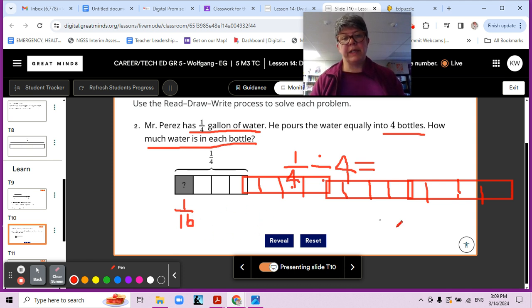Okay, so make sure you write that down in your book. 1/16 of a gallon is how much each one represents. And does it make sense that it's smaller than the number that we're dividing by? Yes, that's fine. And because we're just taking a small piece of it. All right, excellent job.